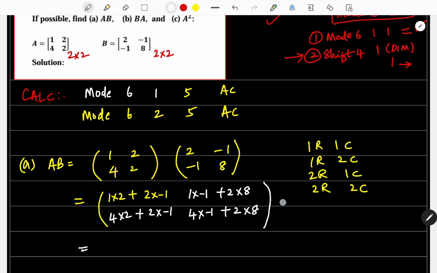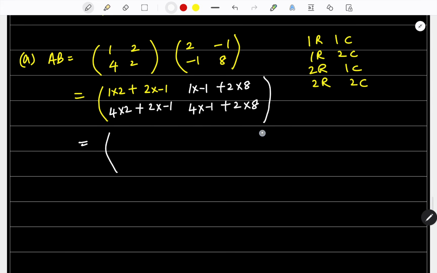So this is equal to, so we need to simplify. 1 2s are 2, 2 plus 2 minus 1 is 0. Here it is minus 1 plus 16, which is 15. Here it is 8 minus 2, which is 6. And here minus 4 plus 16, which is equal to 12.